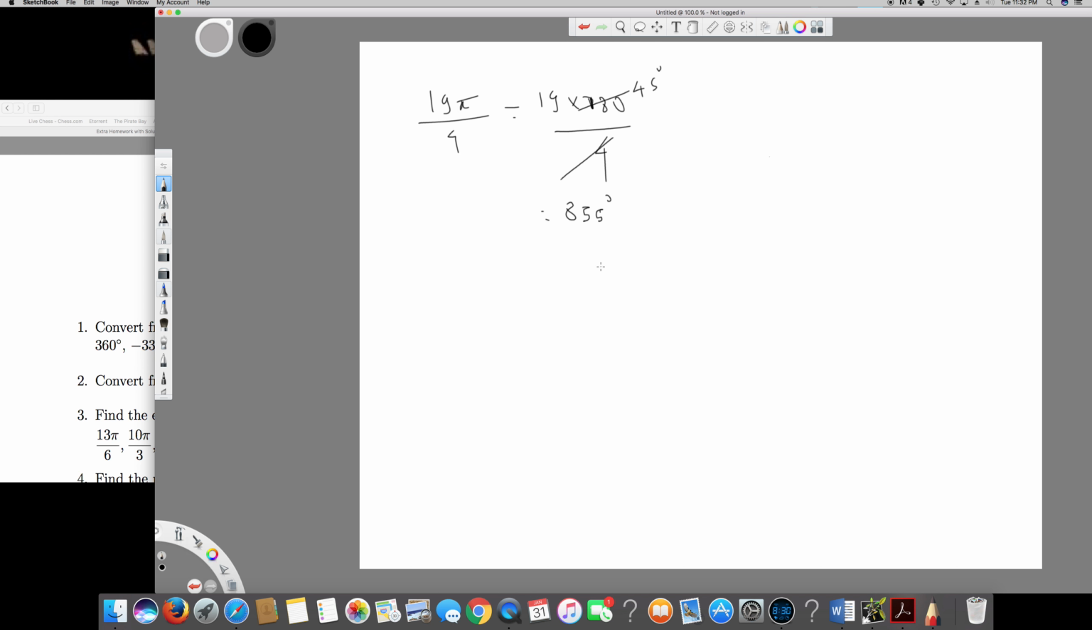So let's see what happened at 855. 360 is going to be 720 for two circles. 720 plus how many is going to be 855? 720 plus 135 is going to be 855. So therefore, we are going to draw the graph right here. One circle is 360, two circles is 720, and one more 135. So 135 is going to be in which quadrant? It's going to be in the second quadrant.